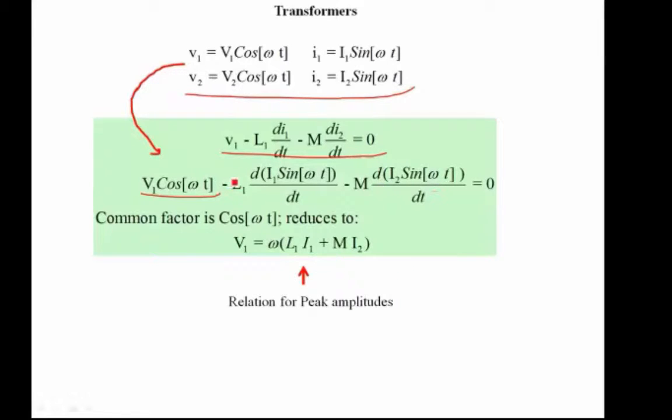And realize all of this is wiggling at the frequency omega. When you take these derivatives, you get cosines in both this term and this term. We can factor out the cosines, and so that would lead to an equation which only relates to the peak values. So this is the peak value in V1, peak value in I1, peak value in I2. That's a relationship that just has the amplitudes of those oscillations, and there's no time dependence in this equation.